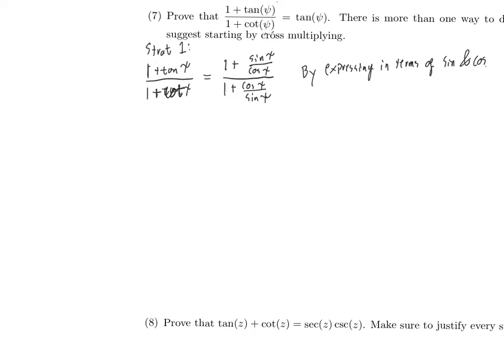Cool. So now look at this for a moment. I see 1 plus a fraction in the numerator. Right? There's 1 plus a fraction. I see 1 plus a fraction in the denominator. I know how to add 1 to a fraction. I need to get a common denominator and then add fractions.